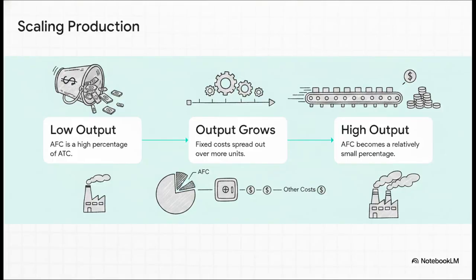Let's actually track this physical act of increasing production step by step to see exactly why these costs shift. Step 1, at low output, AFC is huge, propping the ATC curve way up. Step 2, as output grows, the magic happens. That same exact static fixed cost gets spread out over more and more units. Step 3, by the time we hit high output, the average fixed cost has been totally diluted, becoming a relatively tiny sliver of the total cost.